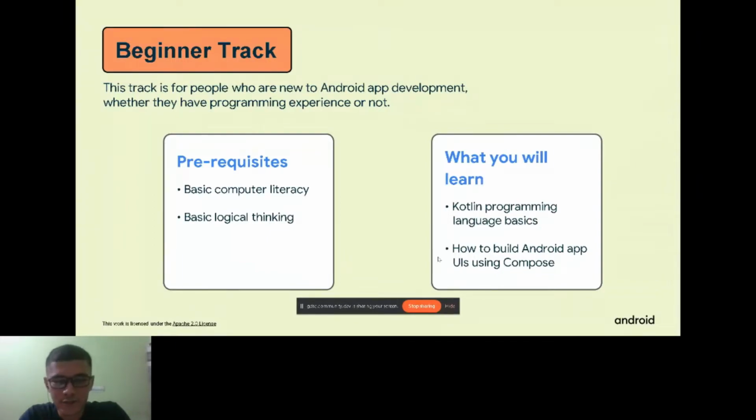There are some prerequisites. It is basic computer literacy and basic logical thinking. Basic computer literacy means downloading some files, so you need to know how to do that. And logical thinking is just to come up with solutions to tackle some problems that you will be getting whenever you are developing apps. So what you will learn, you will learn the basics of the Kotlin programming language and building user interfaces using Compose.